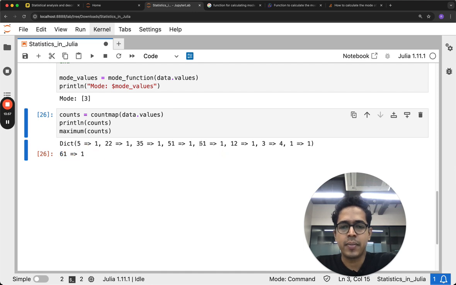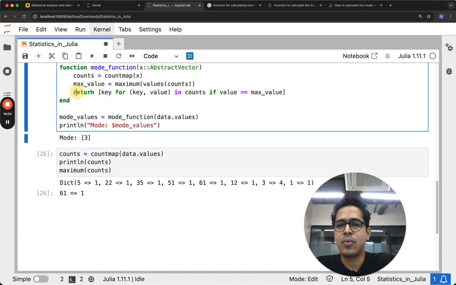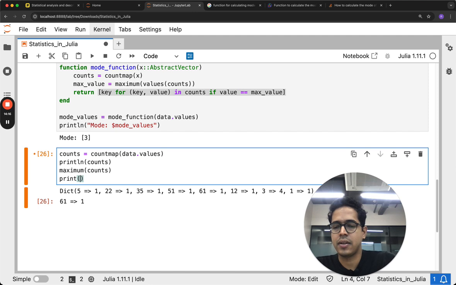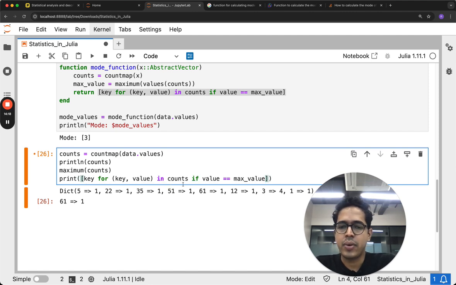So that's the reason why if we just put counts, it will print 61. 61 is mapped to 1 because 61 is the biggest key, but we want the biggest value. And then here what we are doing is, in the key value pair, return key if value equal to maximum value. So let's not return, let's just print here. So we can print key for key, value in counts. Counts is the dictionary.